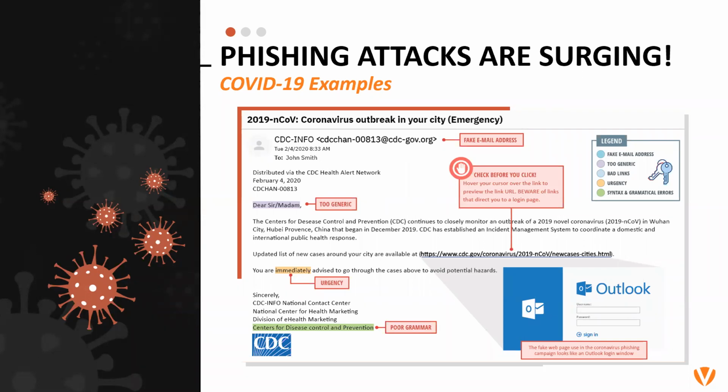Here's an example that plays on that need to stay up to date on the latest news and developments. It appears to come from the CDC and includes a link to a list of new cases in the area. We've pointed out some of the telltale signs that can help a user identify this as a scam: that fake email address, the generic greeting, the poor grammar. But these messages are really timely and relevant, and for the distracted, emotional, and information-hungry user, quite effective as well.